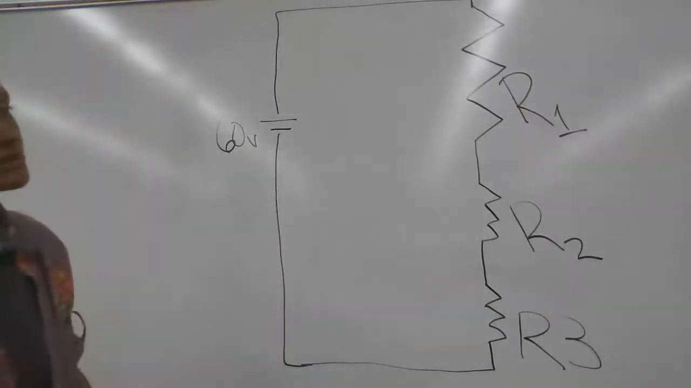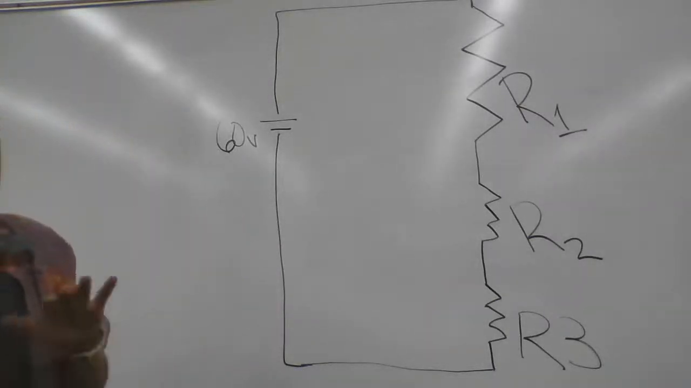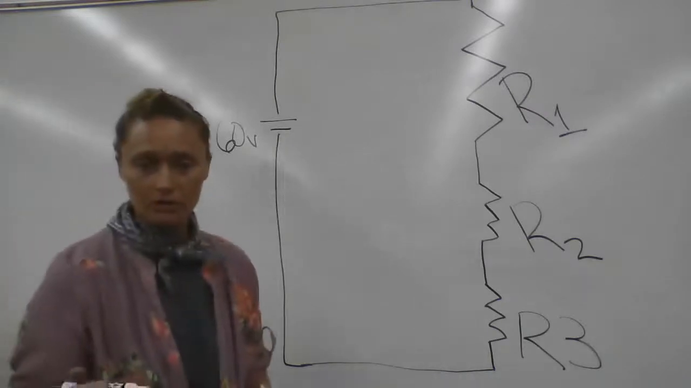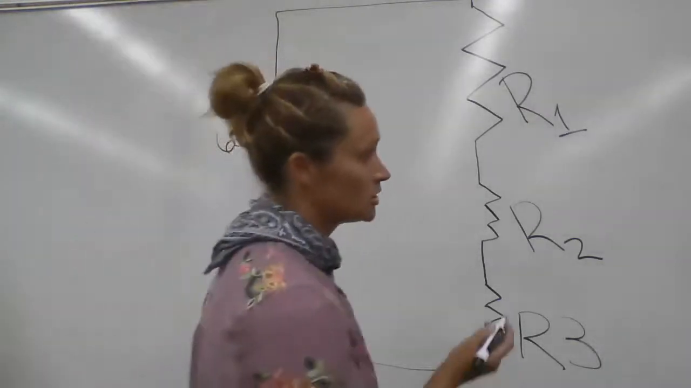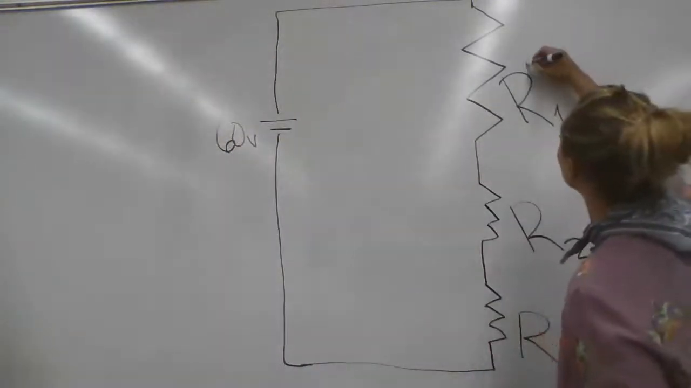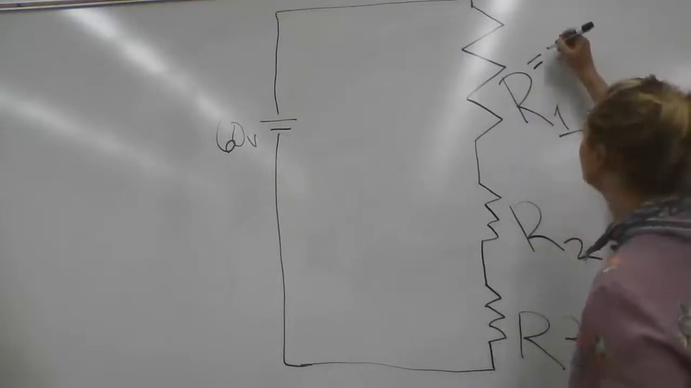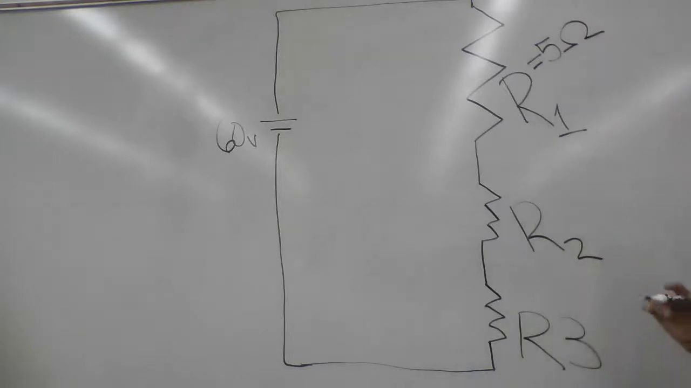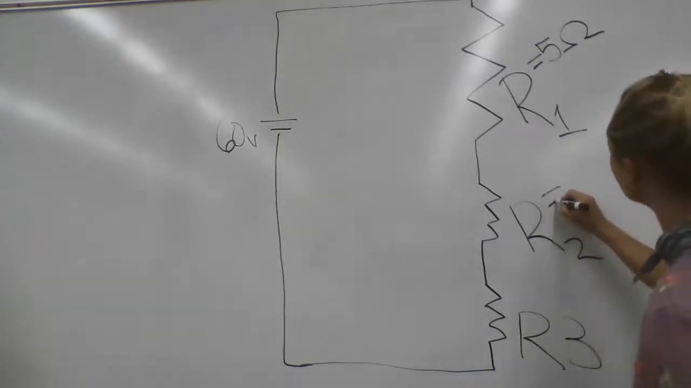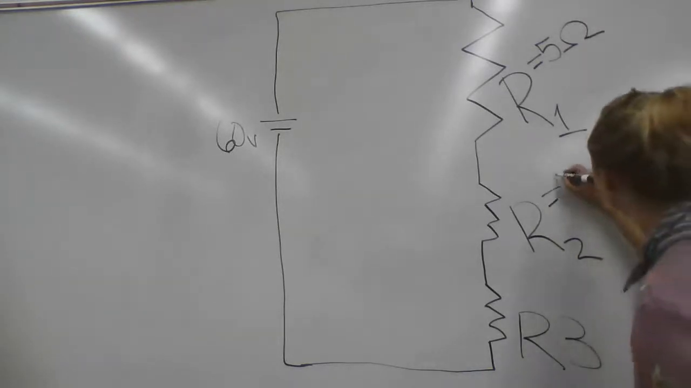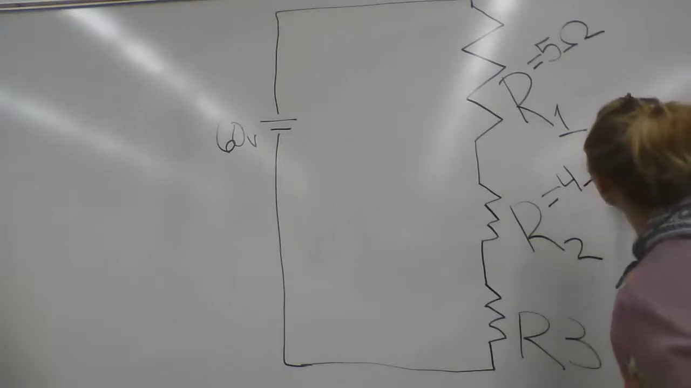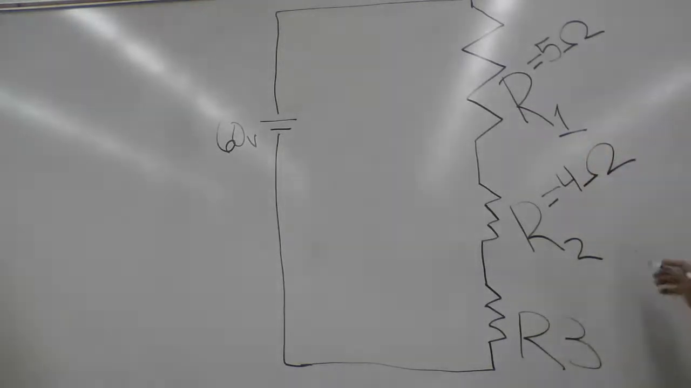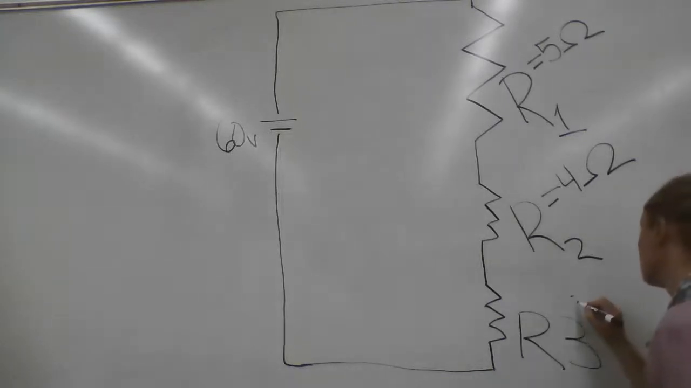So if we have 3 resistors, we have R1, R2, R3, and I'm going to tell you what the resistance of these resistors are. R1 is 5 ohms. Okay, R2 is 4 ohms. And R3 is 3 ohms.